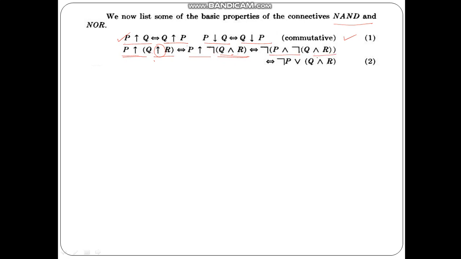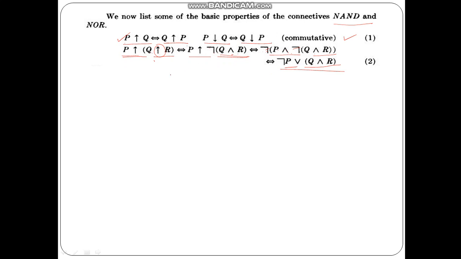Solving this, applying not to the complete one, what we get is not of P or, so not is taken inside, so it is OR. Then not of not will remain positive. So this not will kill this not, and in that case Q and R will remain as they are. So it is in this way.